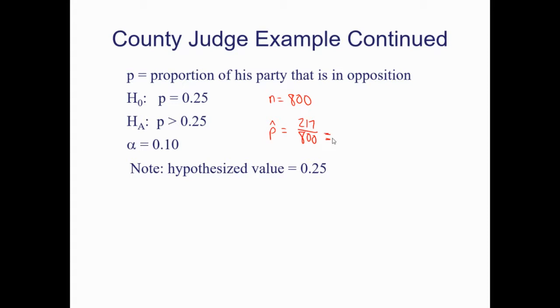.27. Let's just write the whole thing. Point 0.27125. Okay, there it is. Okay, so from here, now we can calculate our statistic.